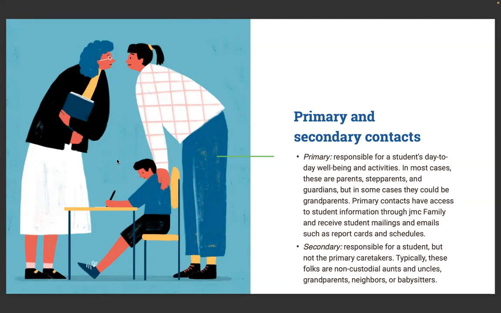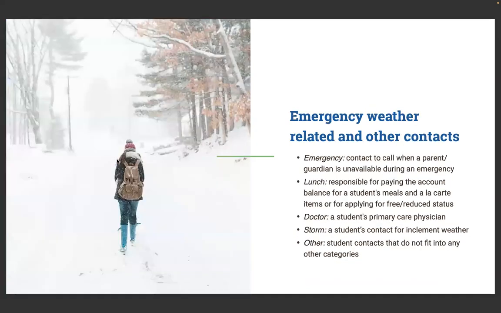Secondary contacts could be responsible for a student, but not the primary caretakers. Typically, these are non-custodial aunts, uncles, grandparents, neighbors, babysitters. They're associated with the student, but they don't need to receive communications and all that sort of stuff. So you want them in your system so that they're listed with the kid, but they don't need to receive all of the updates and things like that.